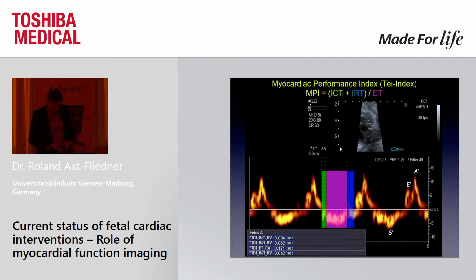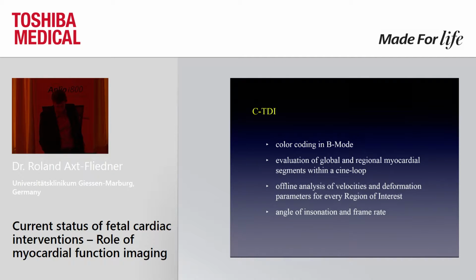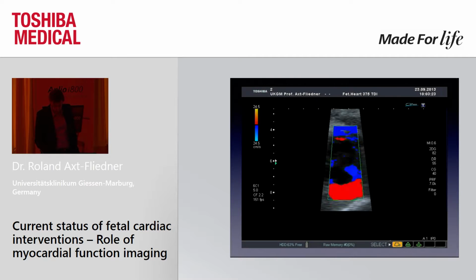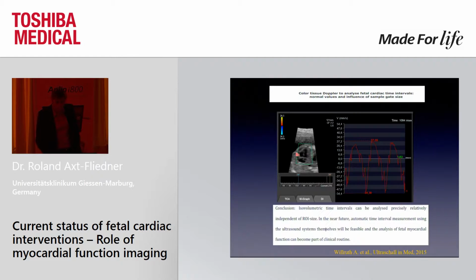And you know that the MPI has been elaborated extensively in other forms of fetal abnormal conditions like TTTS or diabetes of the mother. In color TDI, we have the opportunity of the evaluation of global and regional myocardial segments with a Cine loop, and this opens other new information, probably in the evaluation of fetuses with congenital heart disease. This is how it looks like in the evaluation of color tissue Doppler.